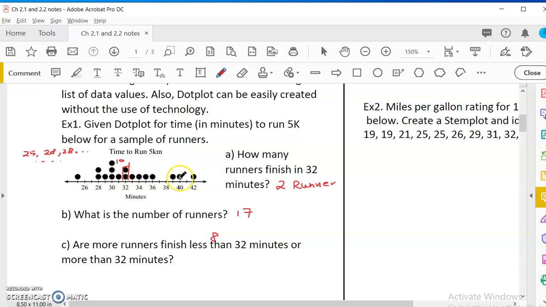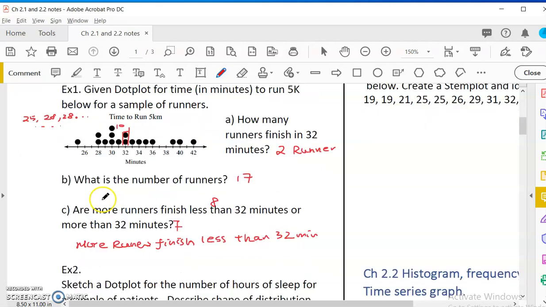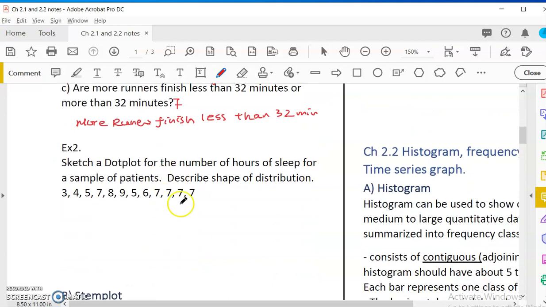1, 2, 3, 4, 5, 6, 7. Only 7. So more runners finish less than 32 minutes, because there's 8 of them. So that means if you look at your data, there are 8 data values that are less than 32.